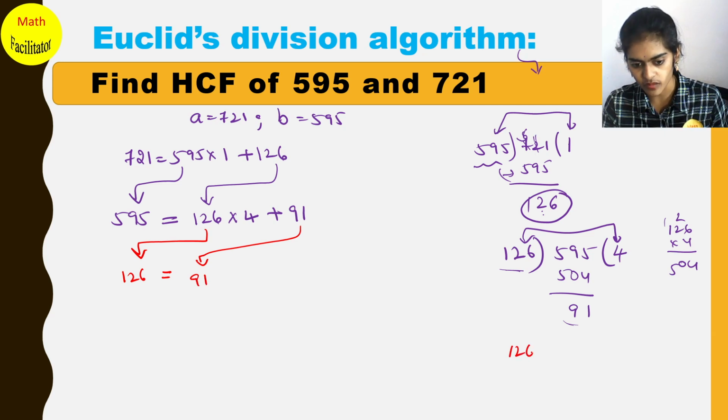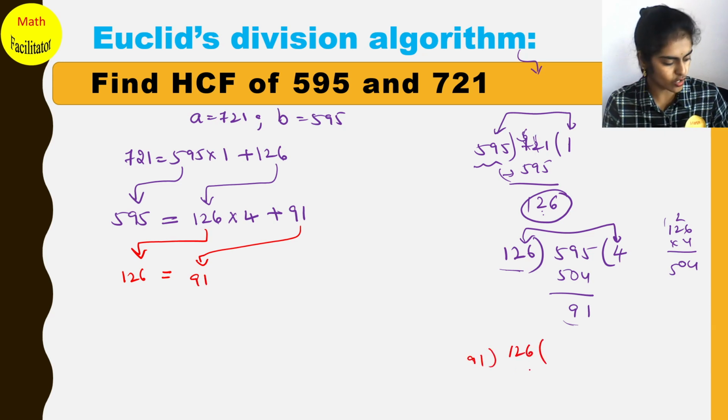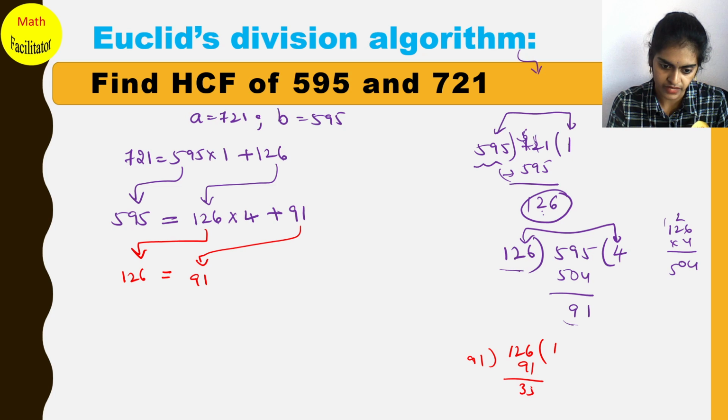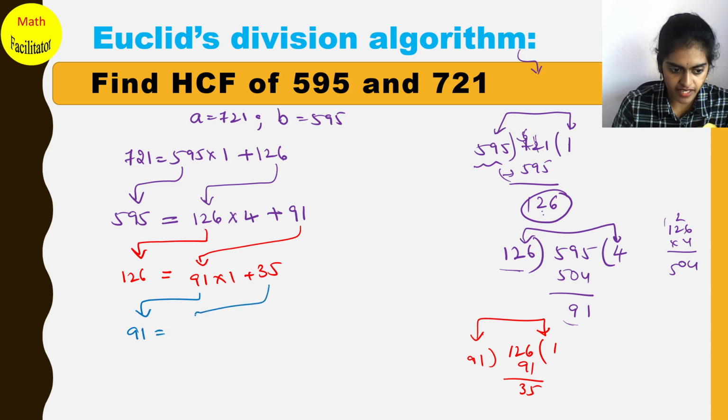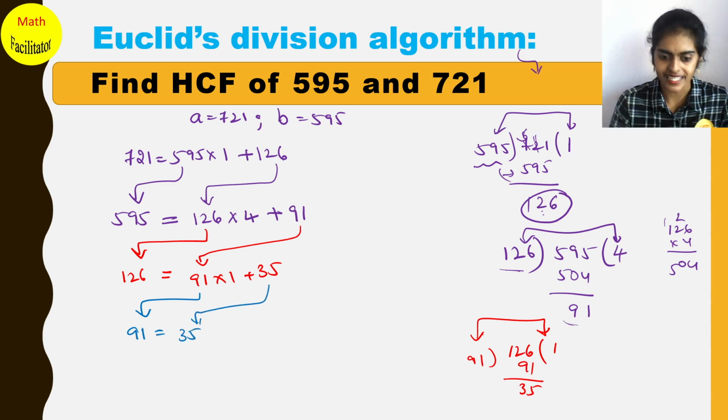So let us divide 126 by 91. How much will you get? 91 one time gives me 91 and the remainder will be 35. So 91 into 1 plus 35 gives me 126. Now what is the next step again? Now this 91 will be my new dividend and this 35 will be the new divisor. Let us divide again.